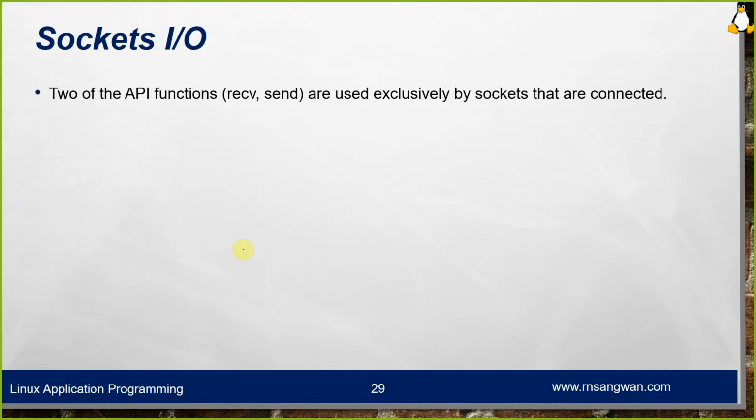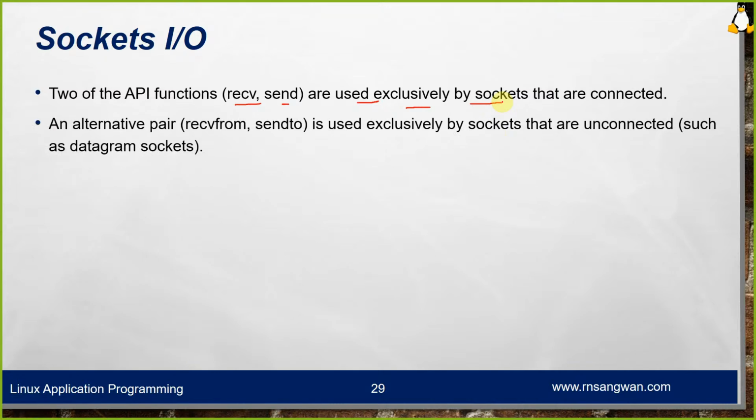Socket input output. Two of the API functions, receive and send, are used exclusively by sockets that are connected. An alternative pair, that is receive from or send to, is used exclusively by sockets that are unconnected, such as datagram sockets, because they are messages, they are not streams, they are not always connected.